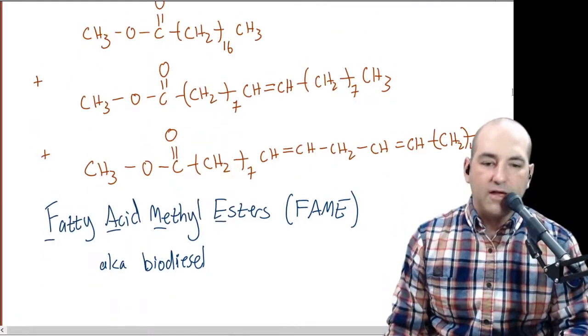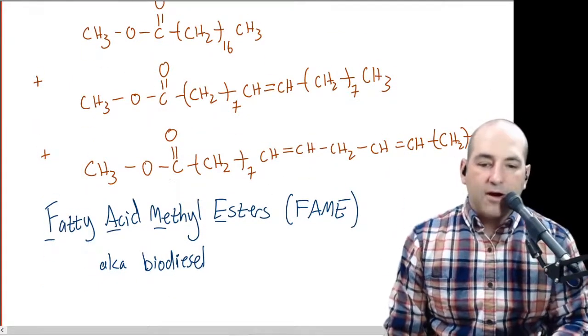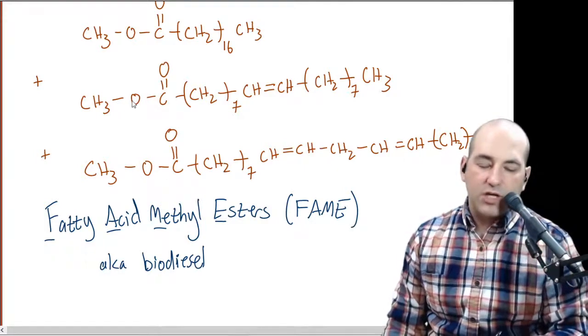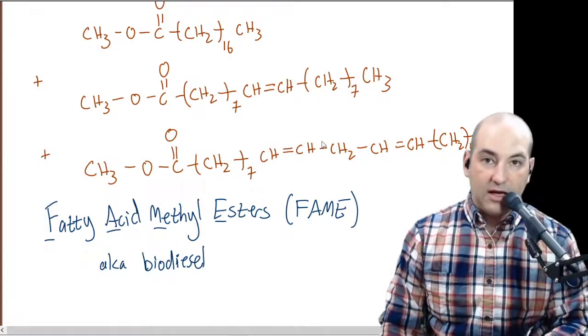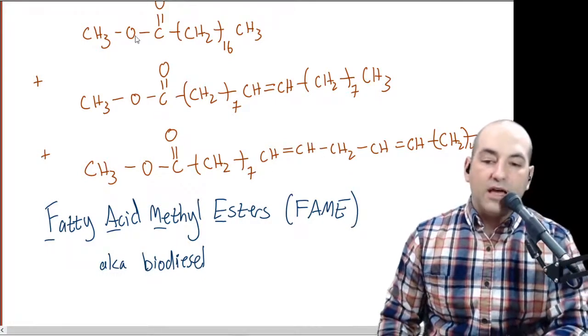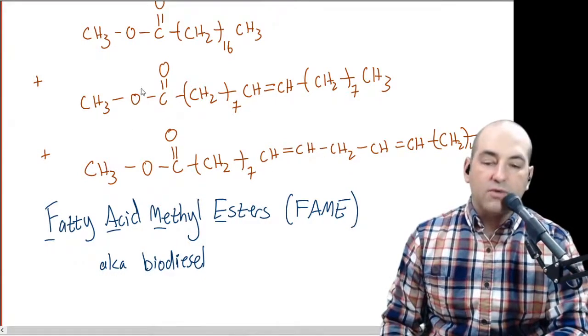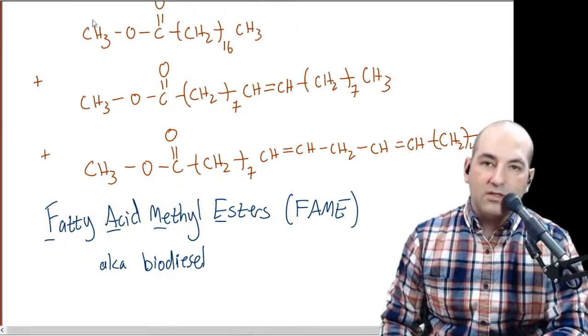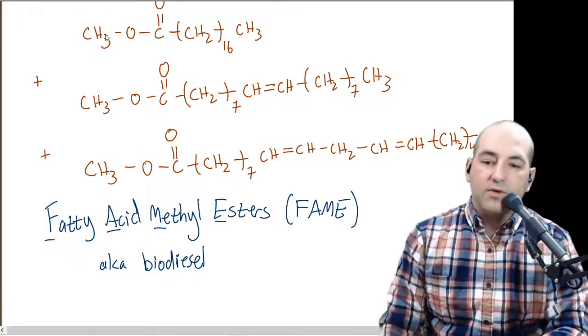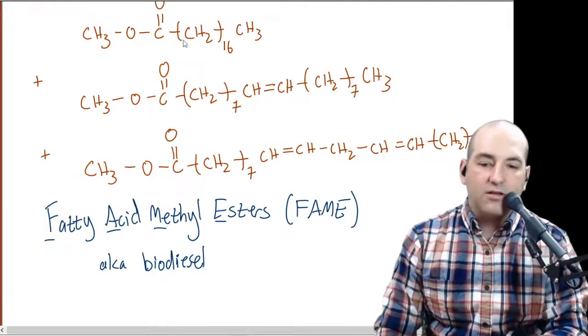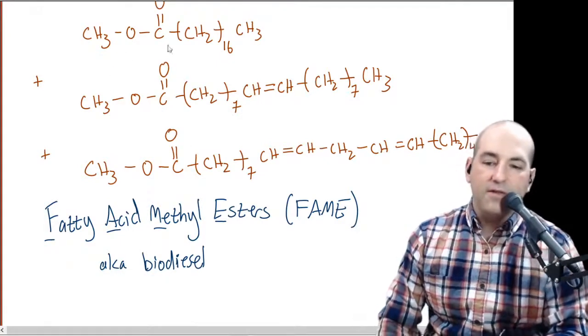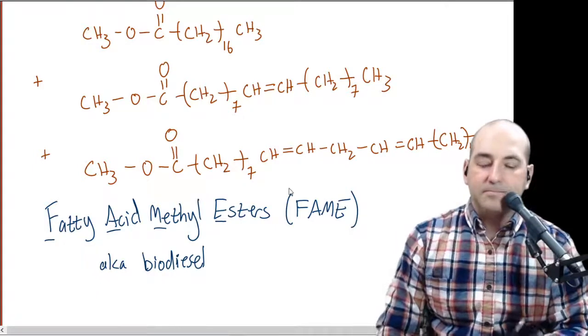So just a word about that terminology. This part, this big whole chain part, that's the fatty acid. But if you go back to when we talked about fatty acids, or if you look it up, they always end in OH on the left. And so because we're adding in methyl, which is CH3 is called methyl, because we're adding in methyl instead of OH, that's called a methyl ester of an acid. So this is a methyl ester of a fatty acid.